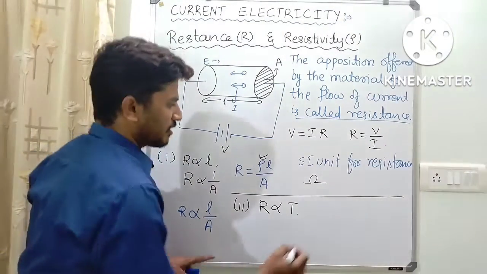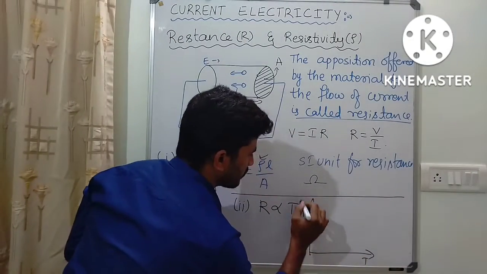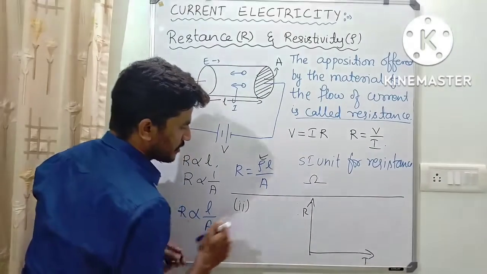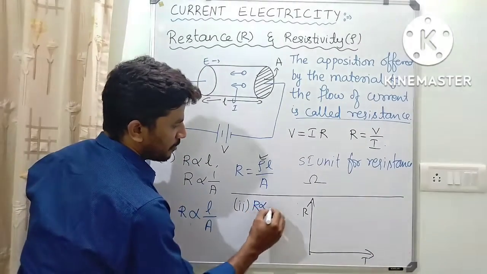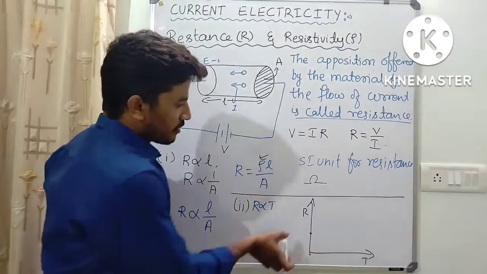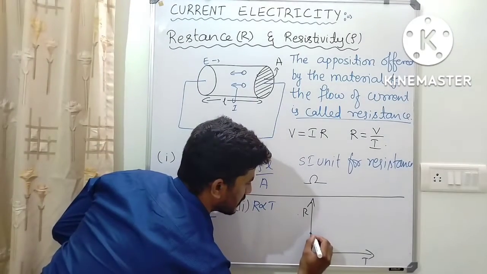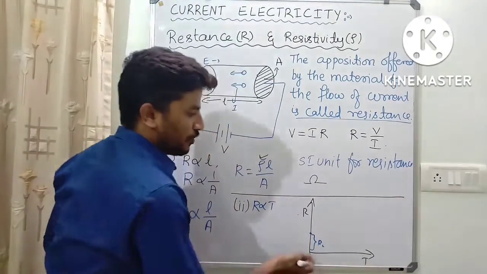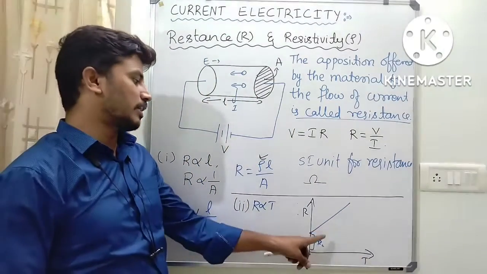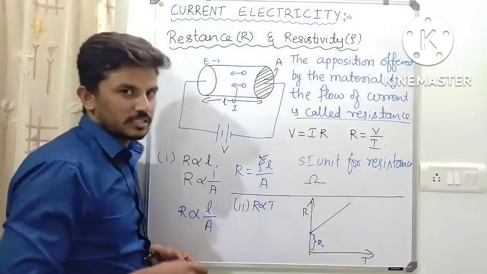Why? If I plot a graph of temperature versus resistance, since R is directly proportional to temperature, let's consider the conductor is already having some resistance. Let me consider this is R naught. If you increase temperature, resistance increases. So this is the graphical representation of R versus T. It's already having some resistance.